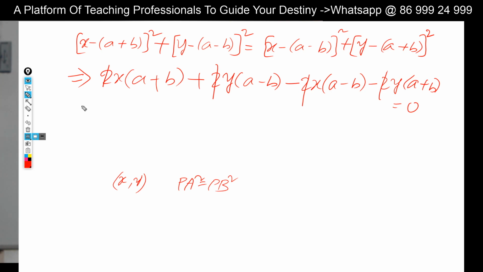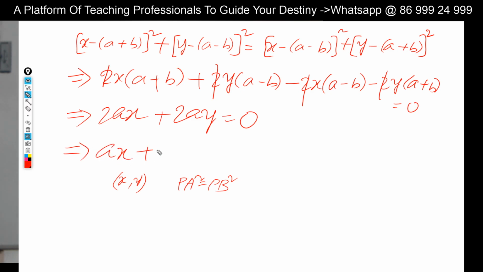Now, if you check it out, you have AX here, minus AX here, becomes 2AX. You have plus BX here, which gets cancelled. It is plus AY here, minus AY here, becomes plus 2AY. And you have minus BY here getting cancelled. So the final answer is AX plus BY equal to 0.